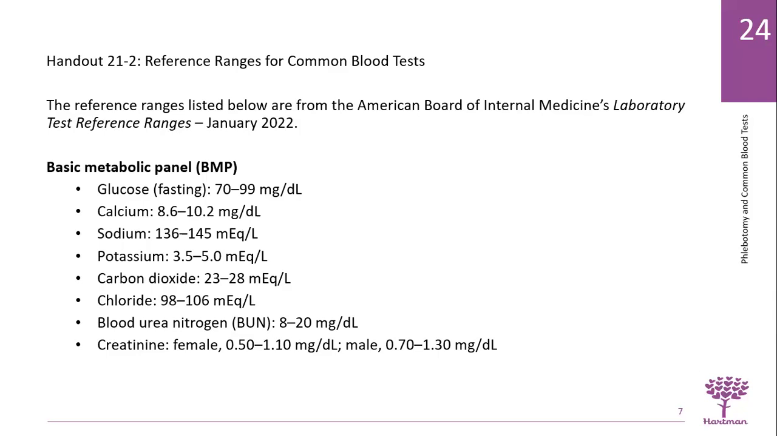Carbon dioxide, 23 to 28 milliequivalents per liter. Fluoride, 98 to 106 milliequivalents per liter. Blood urea nitrogen, also called BUN, the normal range should be 8 to 20 milligrams per deciliter. Okay, creatinine for the female should be 0.50 to 1.10 milligrams per deciliter, and then for male, 0.70 to 1.30 milligrams per deciliter. And these are the tests that fall under a BMP or a basic metabolic panel.